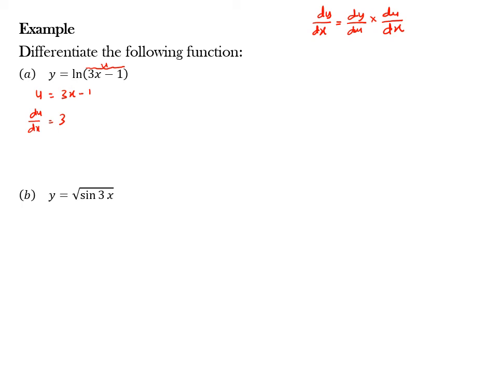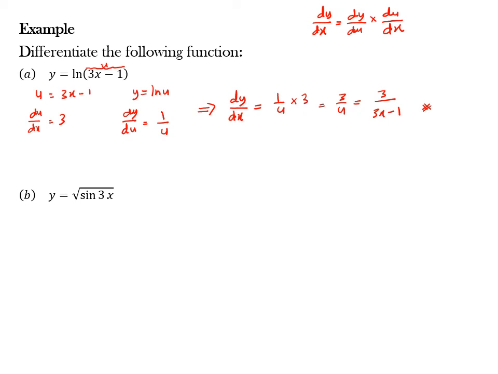y in terms of u will be ln u, so dy over du is equal to just 1 over u. Now you find dy over dx using the chain rule. You get 1 over u multiplied by 3, which is very simple. So the answer is 3 over u, or substituting u, we get 3 over 3x minus 1. So that's the answer for your dy over dx.